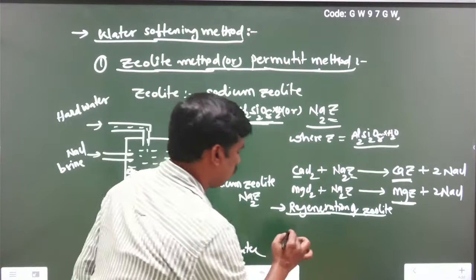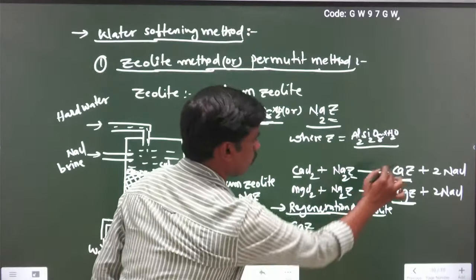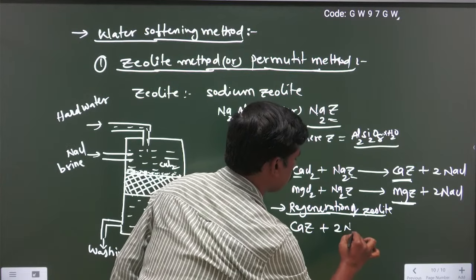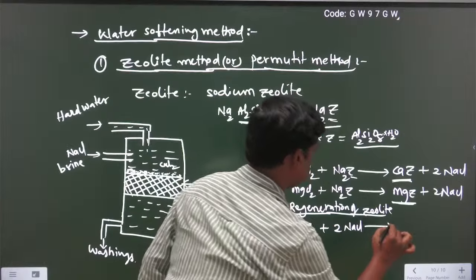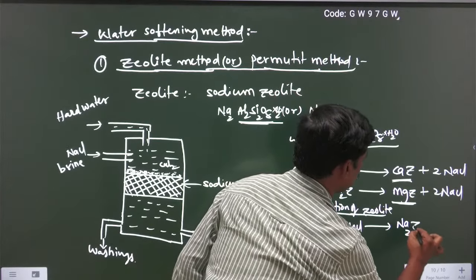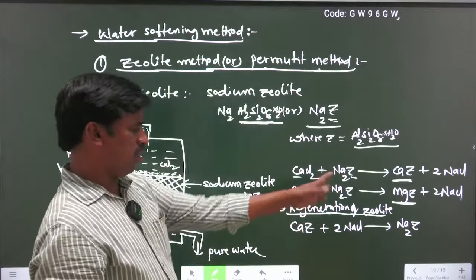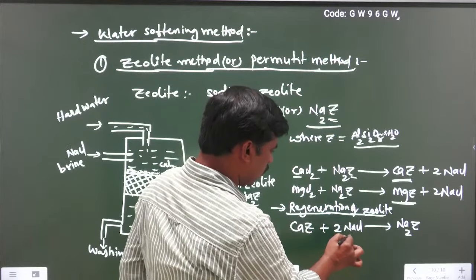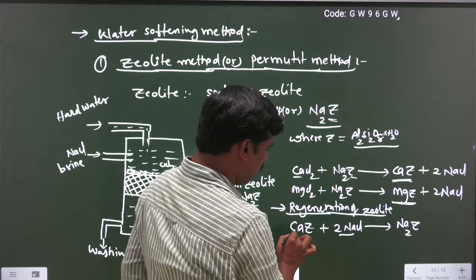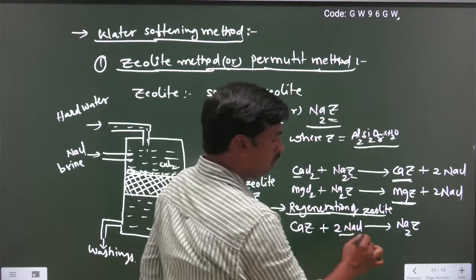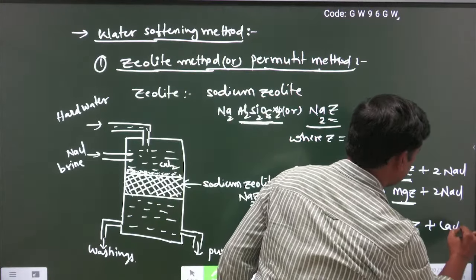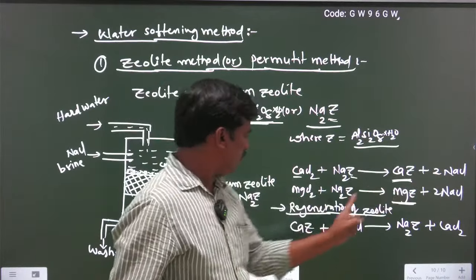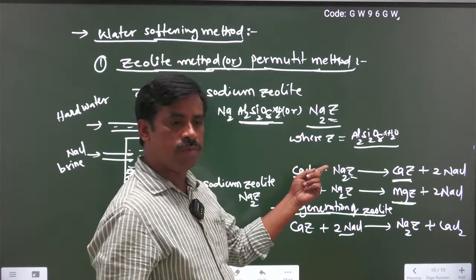How to regenerate I am showing here. You take this one, calcium zeolite is combined with sodium chloride, 2 moles of sodium chloride to produce Na2Z. The exactly reverse reaction of this previous chemical reaction. Here 2 Na used and Z. What is remaining? 1 calcium is there, 2 chlorines are there to come CaCl2. Exactly can check it. Opposite reactions, CaZ to NaCl, here opposite reaction to the previous reactions.